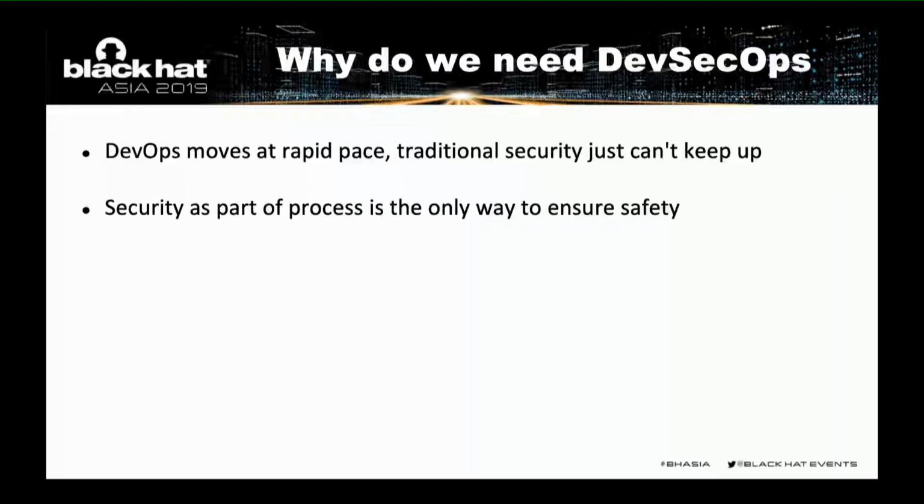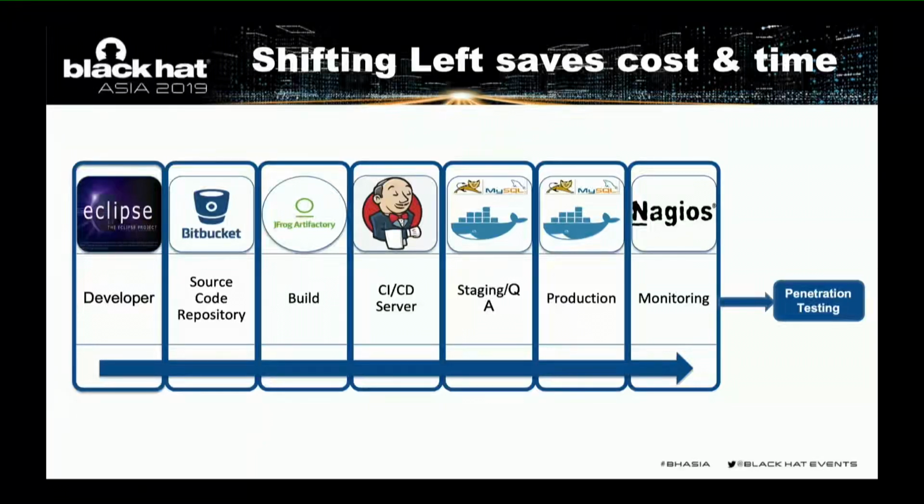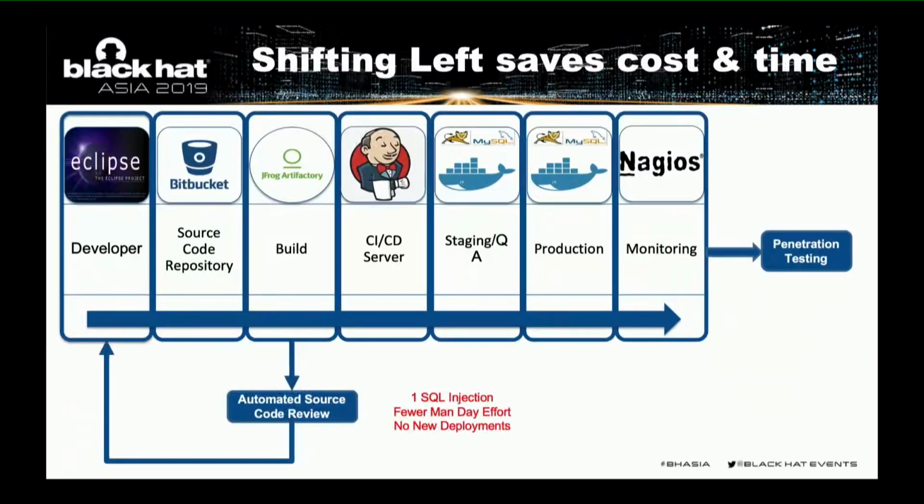You need to get to a point where security is an integral part of the process. You're not treating security as an end point, but rather you have it in the process. So if I put it in a diagrammatical view, this is the conventional DevOps. You have the whole process, and at the end of it, you do pen testing. What if you change this process with at least one new change? You add an automated source code review tool. And for example's sake, let's say there was an SQL injection, which was earlier detected at the pen testing stage, but is now getting caught at the build level.